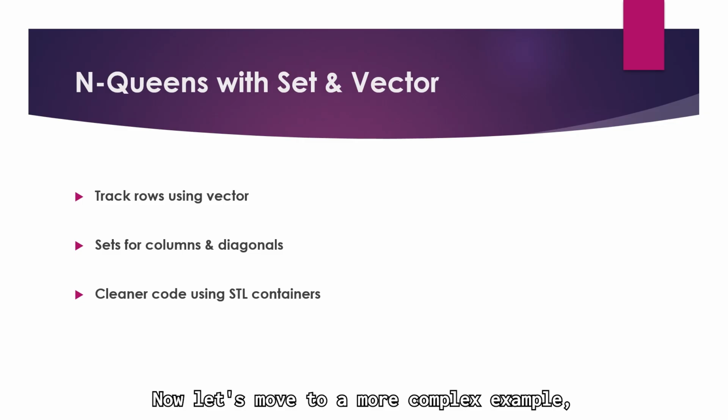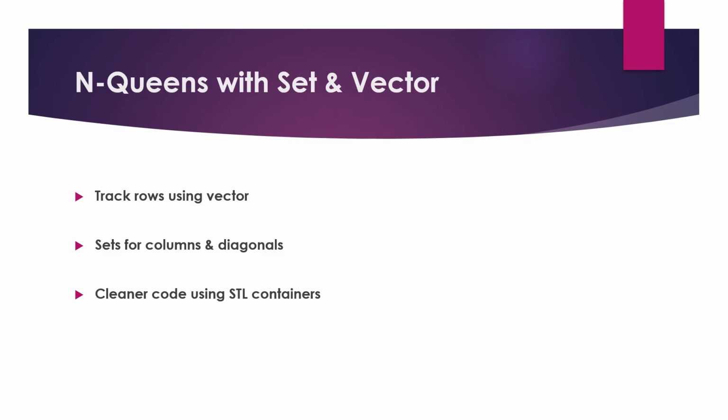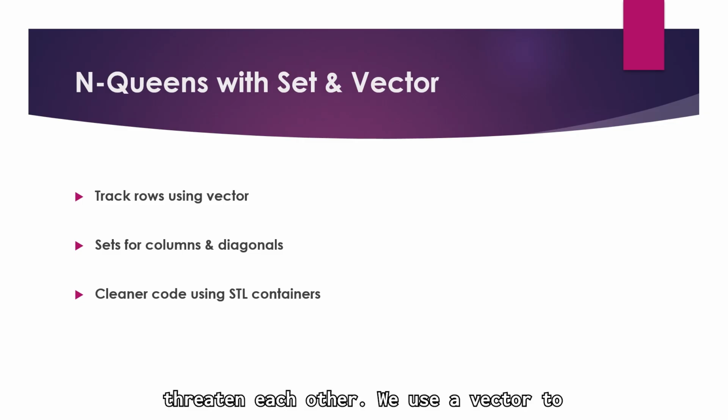Now let's move to a more complex example, solving the n-queens problem using backtracking. In this problem, we need to place n queens on an n cross n chessboard in such a way that no two queens threaten each other. We use a vector to track the positions of the queens on the board, and we use sets to track which columns and diagonals are already occupied. This allows us to quickly check if placing a queen at a particular position is valid. The power of STL lies in how it helps us manage the state of the solution efficiently and avoid redundant calculations.